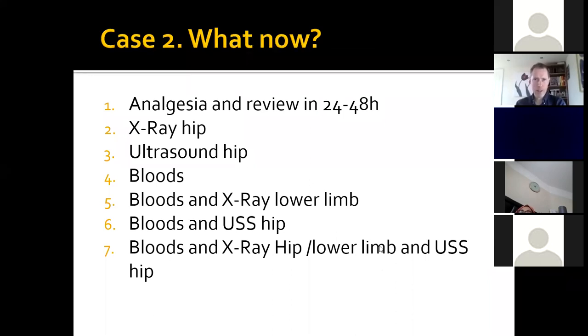I think no one felt that it was appropriate to just give analgesia and review, and most wanted at least one investigation with a combination of bloods and X-ray, bloods and ultrasound, and bloods, X-ray, and ultrasound. Any of those options are reasonable, given that you would probably be doing a staged approach to investigation here, and it somewhat depends on what's easily available where you're working. So I'm going to hide that and move on to the next bit of information about this case.